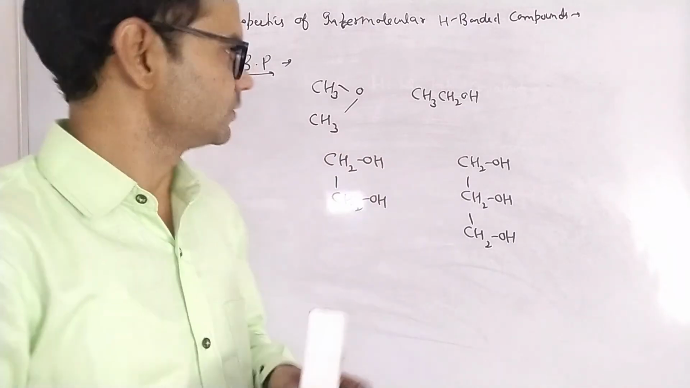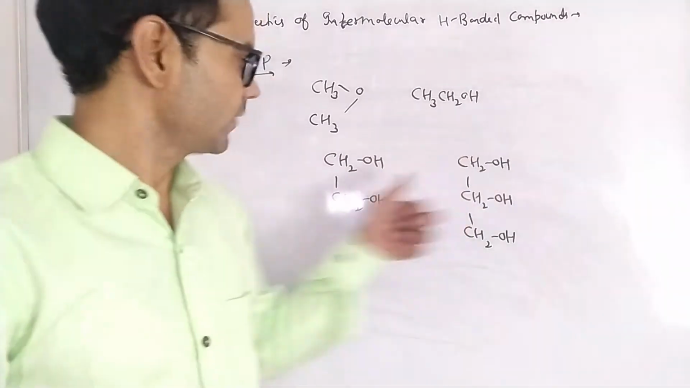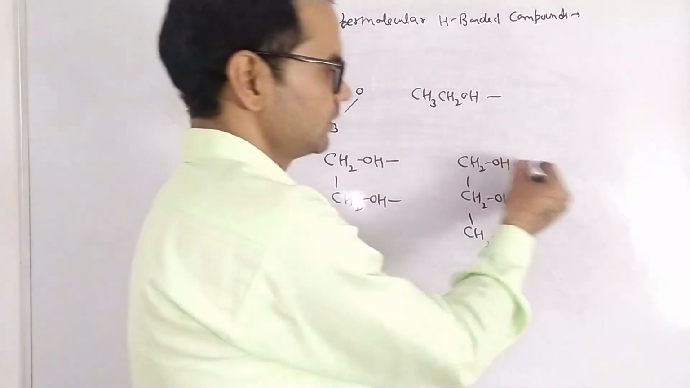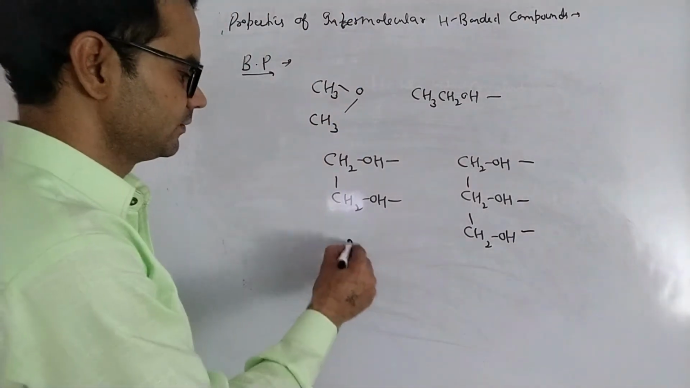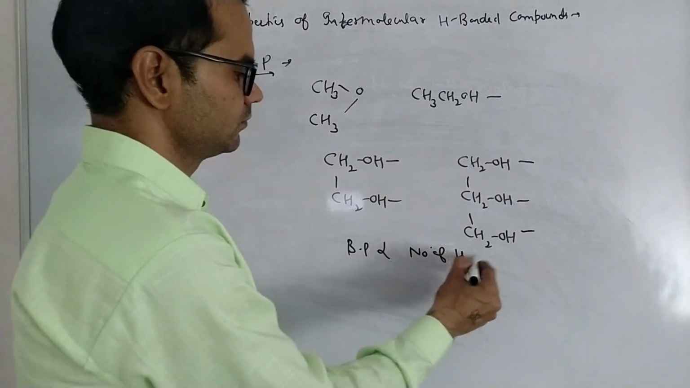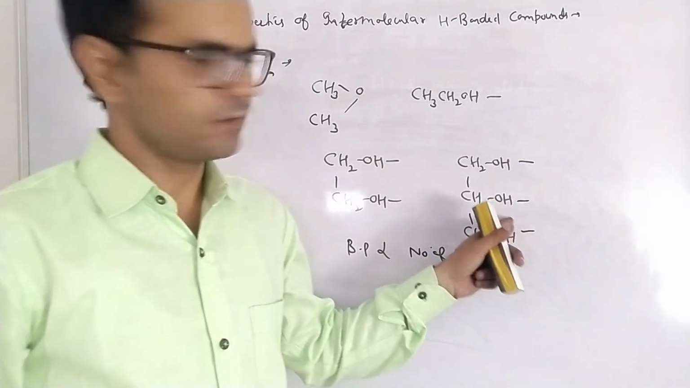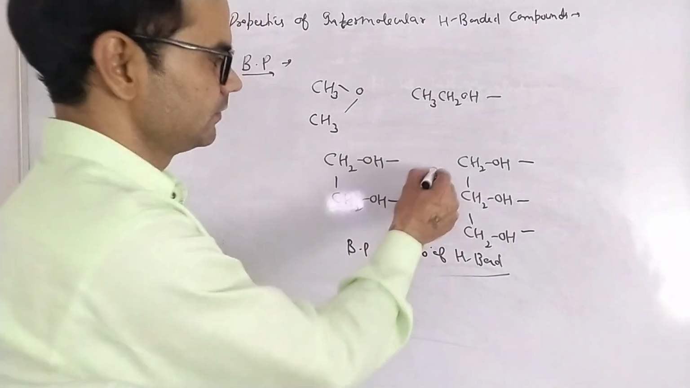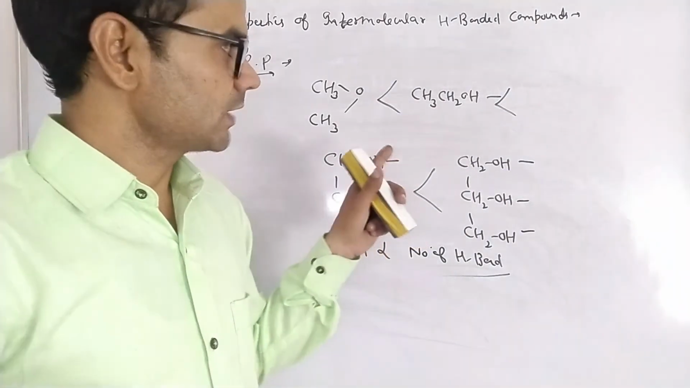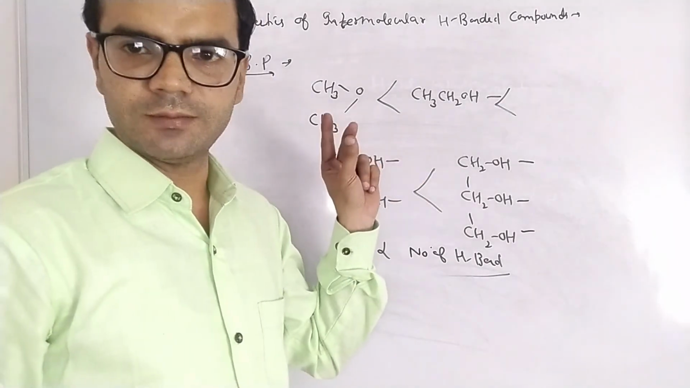these four organic compounds. We can see there is no tendency to form hydrogen bond in the first. The next will form one hydrogen bond. It will form two hydrogen bonds. It will form three hydrogen bonds. So the boiling point depends on the number of hydrogen bonds. It is forming three hydrogen bonds, means it will have a high boiling point. So the order will be this.